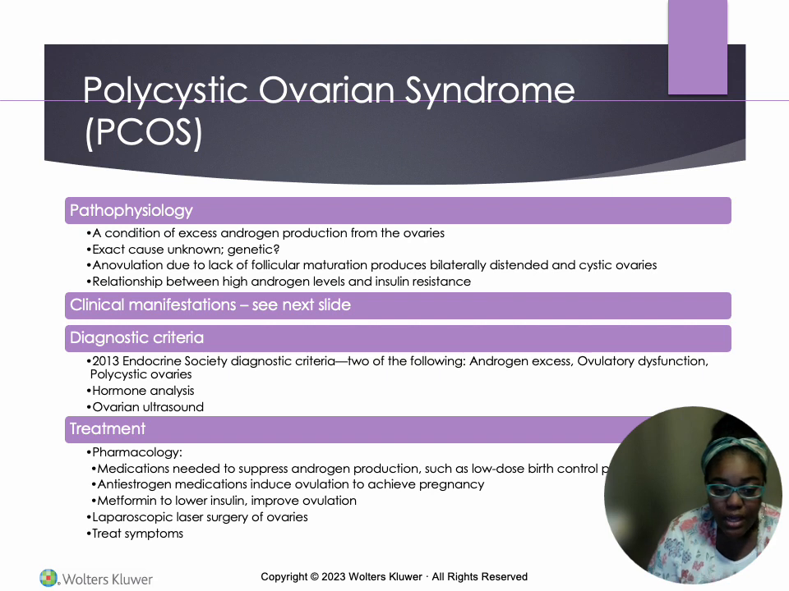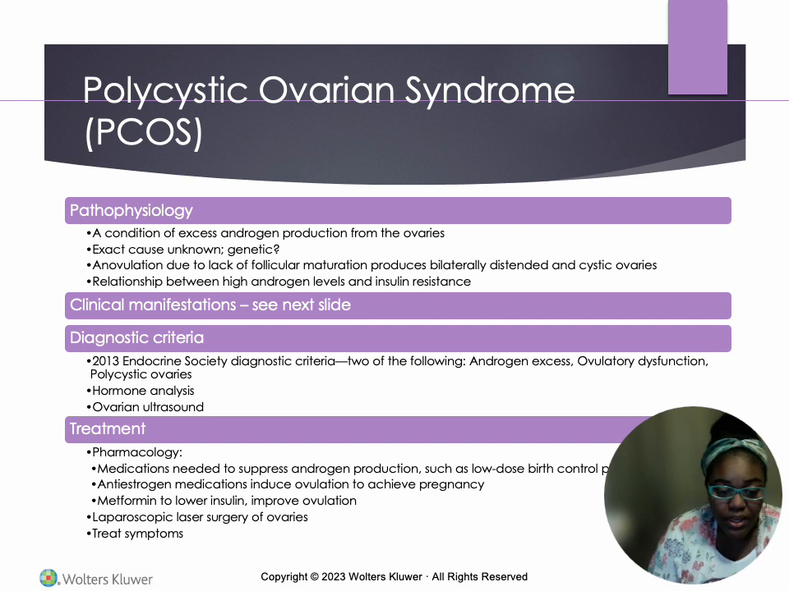As far as your diagnostic criteria, you have to look at the Endocrine Society diagnostic criteria, and you have to have at least two of the following issues: either androgen excess, ovulatory dysfunction, or polycystic ovaries. Normally they'll do a hormone analysis, and normally they'll do an ovarian ultrasound to confirm if there's dysfunction or the cysts within those areas.